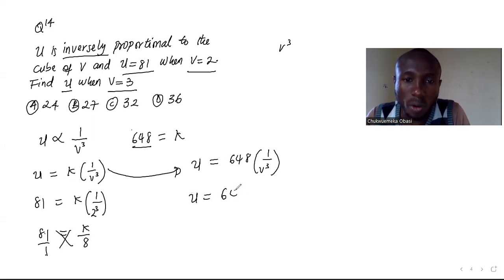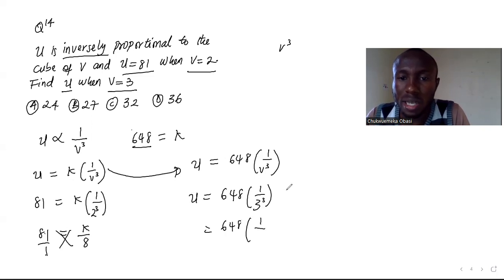So we have 648 into 1/3 cube because we have a cube here. And what is 1/3 cube? That will give me 648 into 1 over 3 cube, which is 3 times 3 times 3, which is 27. So that here is 27.